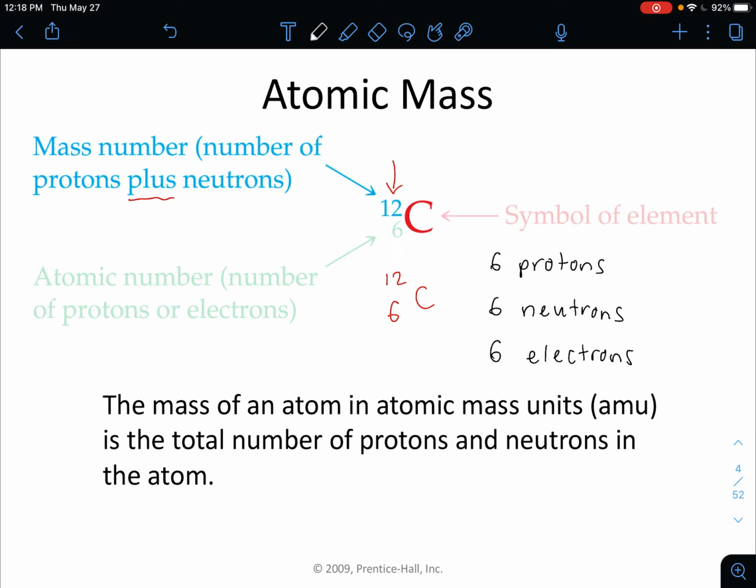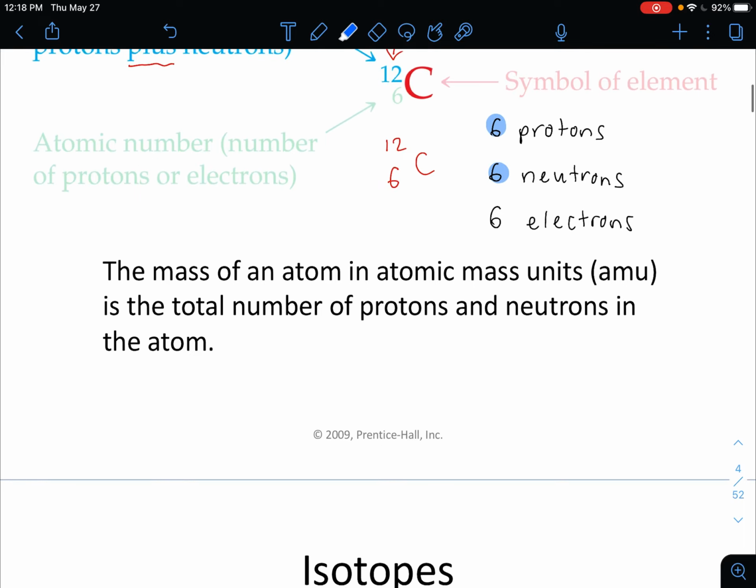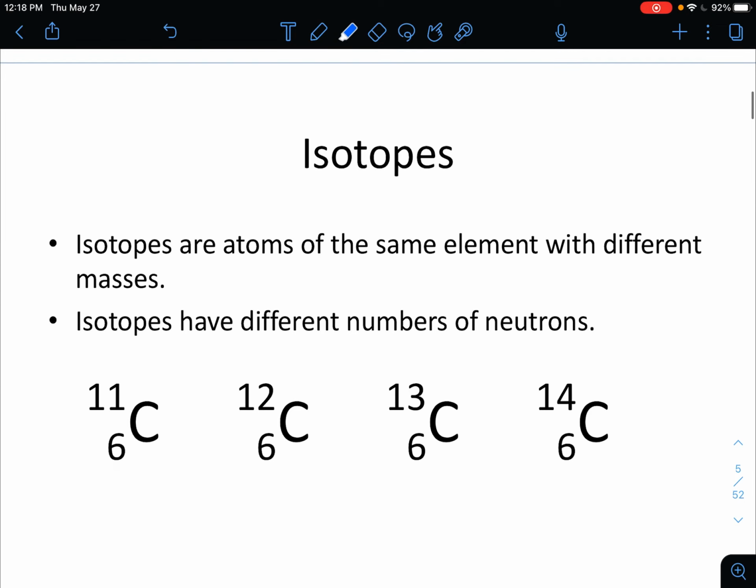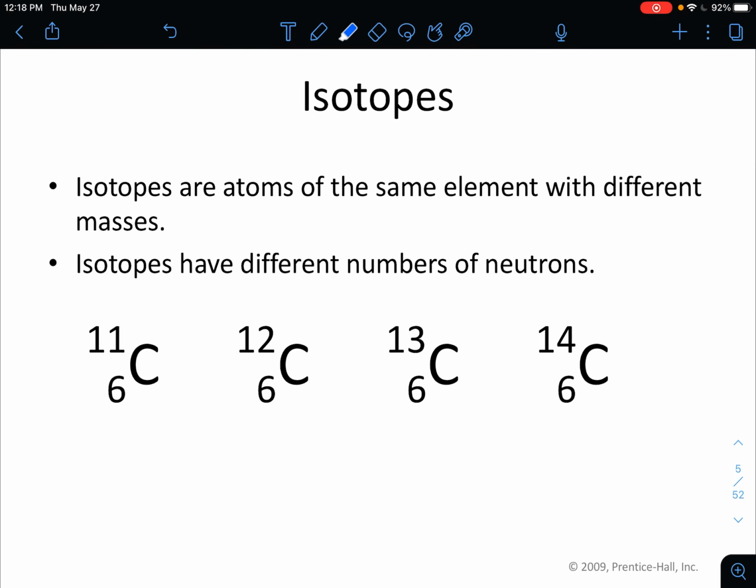There are a lot of atoms where the proton and neutron count are going to be the same, but there's no reason for that to necessarily be true. It could vary depending on the atom. And that gets us to the concept of isotopes. And isotopes are atoms of the same element with different masses. And the way they have different masses is by having a different number of neutrons.